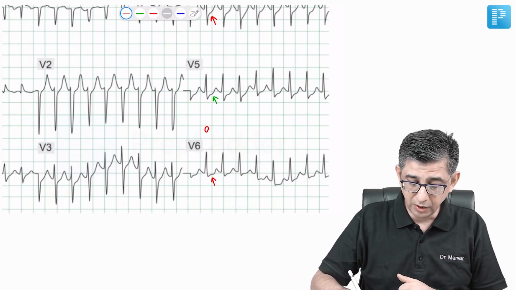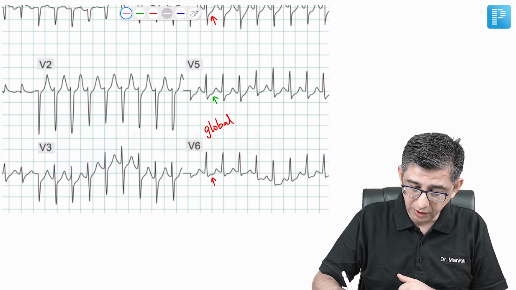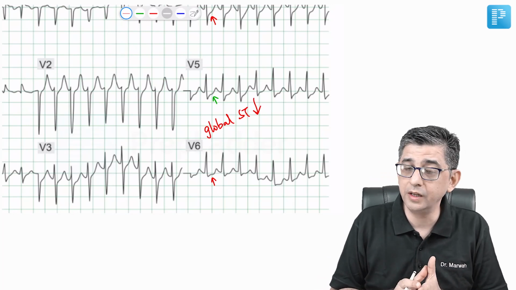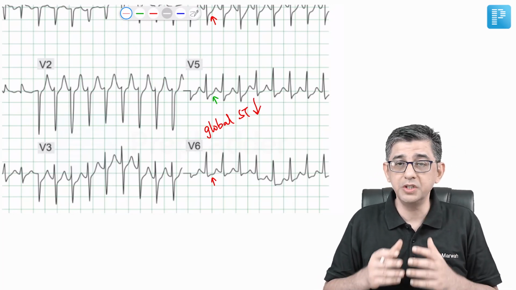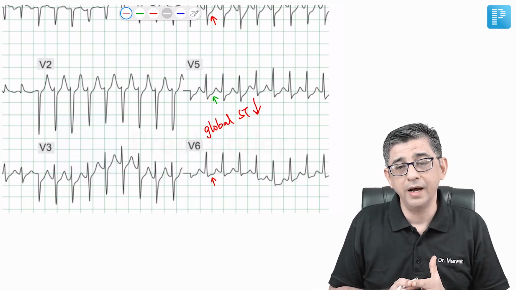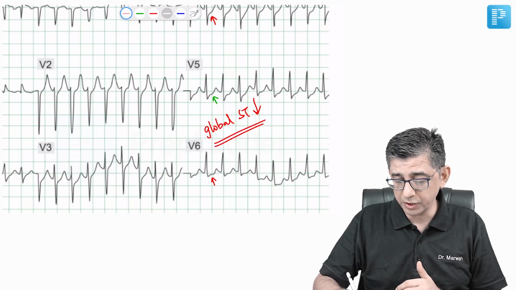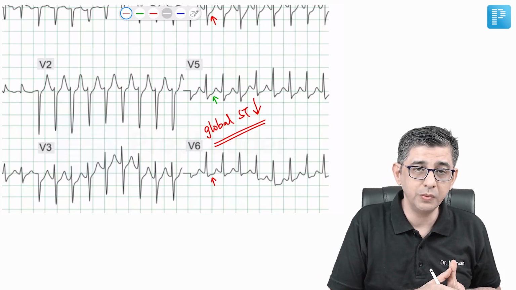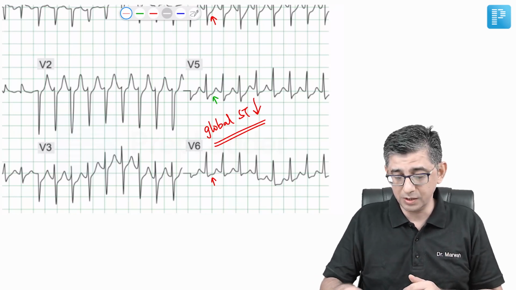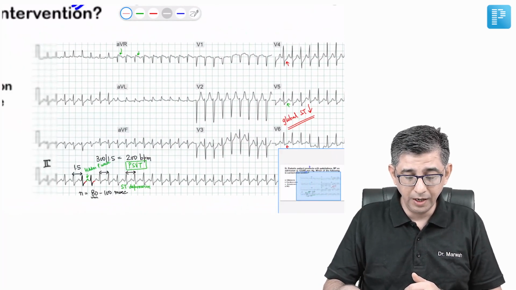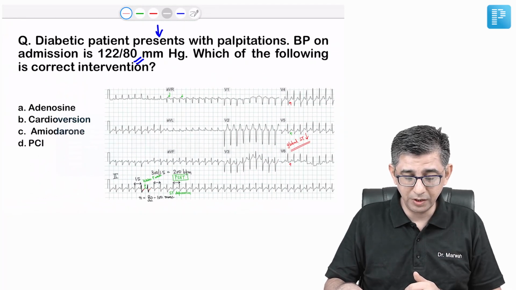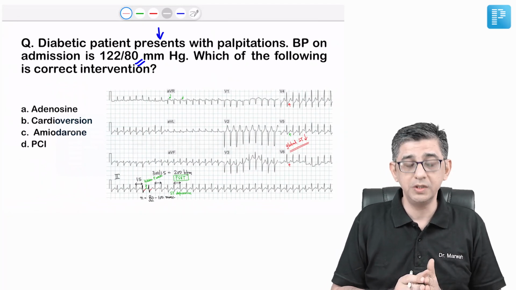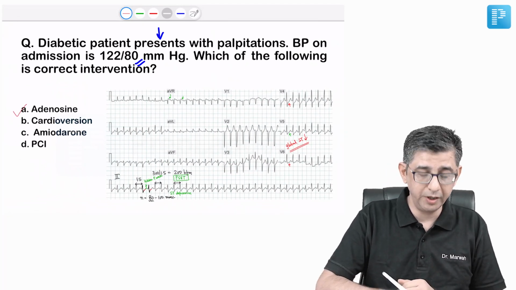So why is there a global ST depression in patients suffering from PSVT? That's because the heart is suddenly beating very fast, so the oxygen demand of the heart increases, and that results in a global ST depression. That's an important statement to be remembered in all patients of PSVT. A sudden increase in oxygen consumption results in ST depression, and therefore this particular patient is having PSVT, but the blood pressure is stable. So what I'm going to do in this case is give adenosine right away.